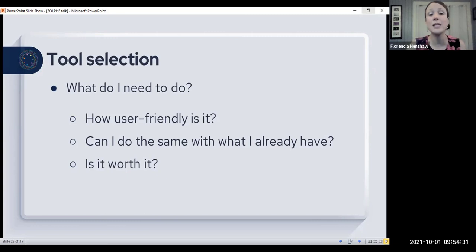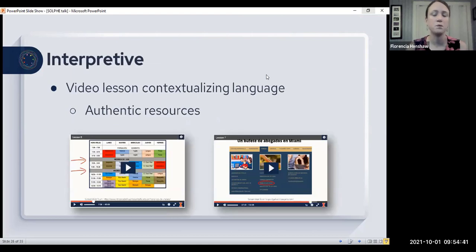And of course, is it worth it, both in terms of things that were going to be paid versus free? So if it's paid, is it worth it? And I'll tell you which tools I used and for what. So the units, the modules had a lot of interpretive because my learners are novice high. They need a lot of input.